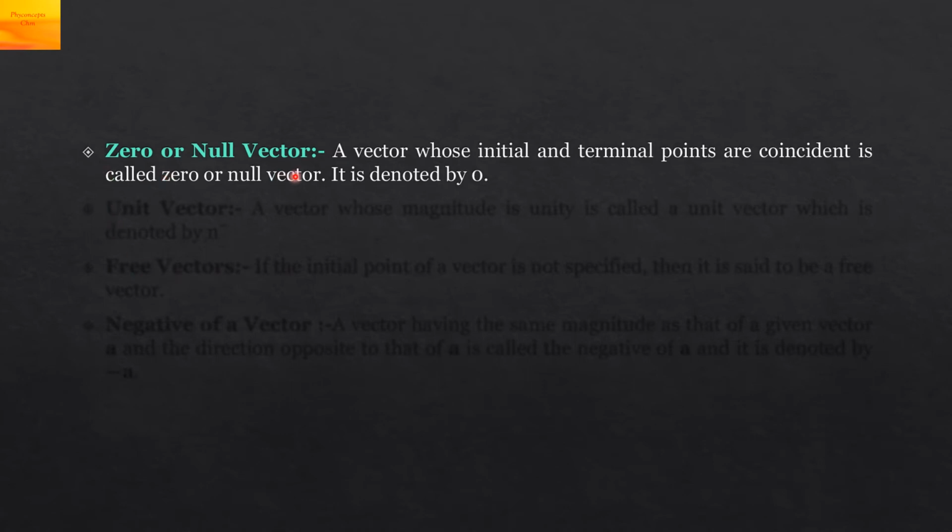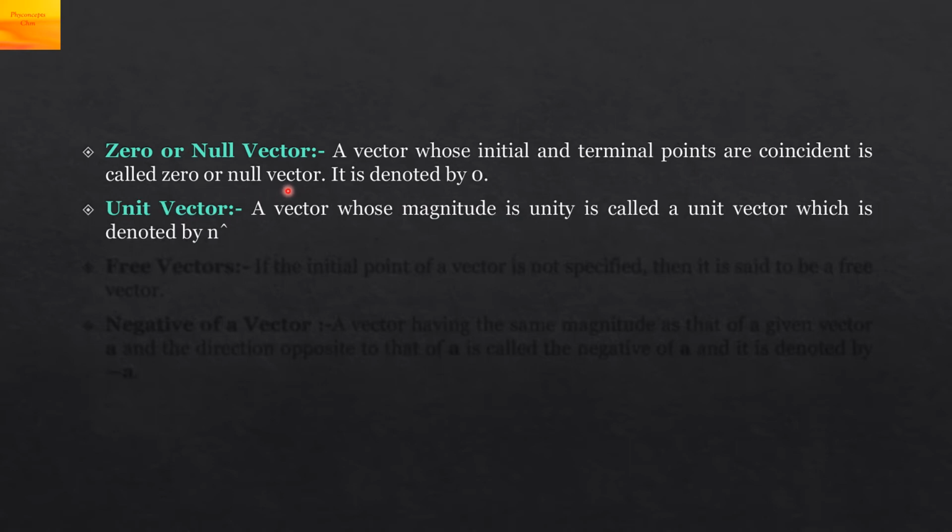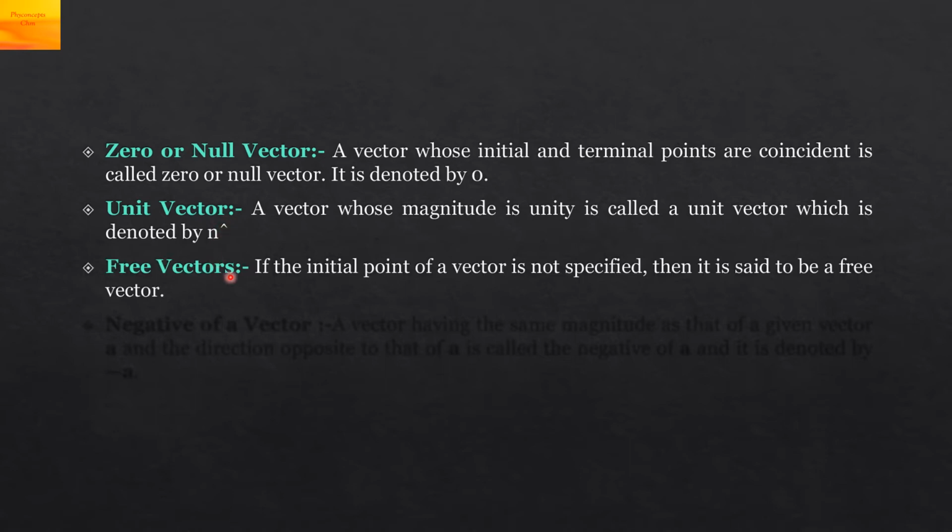Zero or null vector. A vector whose initial and terminal points are coincident is called a zero or null vector. Unit vector. A vector whose magnitude is unity and it is denoted as n cap. We put a cap on the alphabet. Free vectors: if the initial point of a vector is not specified.